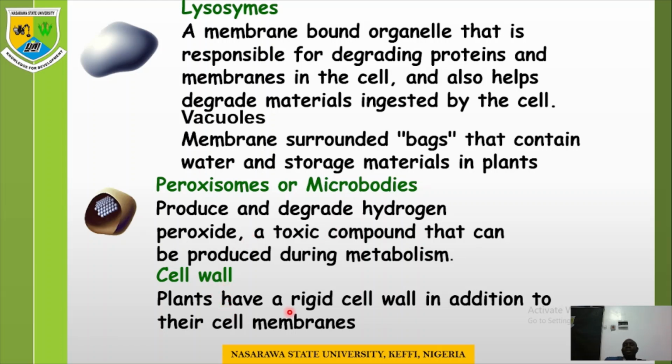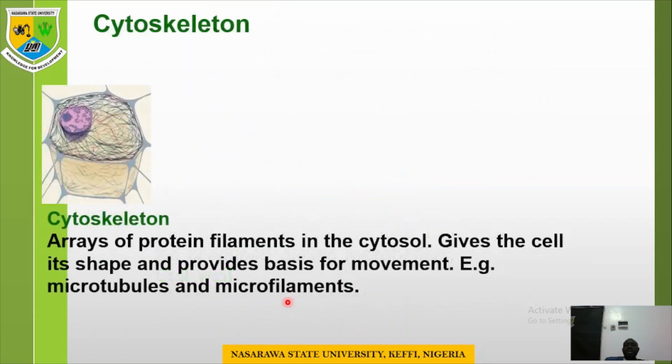The cell wall. Plants have a cell wall, while the animals have a cell membrane. The difference is that the cell wall is rigid, whereas the animal cell is not rigid. We have the cytoskeleton, arrays of protein filaments in the cytosol, which give the cell its shape and provide the basis for movement, e.g. microtubules and microfilaments. These are called cytoskeleton.